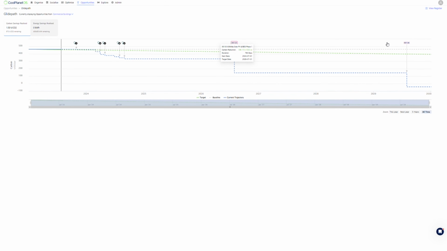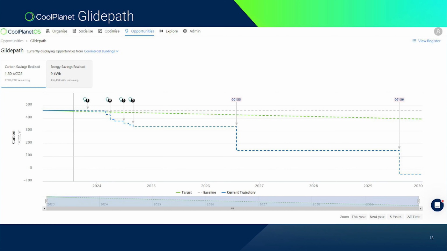But the big question there, the missing value, is how do we get there? Okay, we have a start point, we have a destination. What's the journey? So each of those opportunities that we've registered, we have an estimation of real world savings, whether it's monetary or carbon. And the glide path then will actually show us a stepped change.